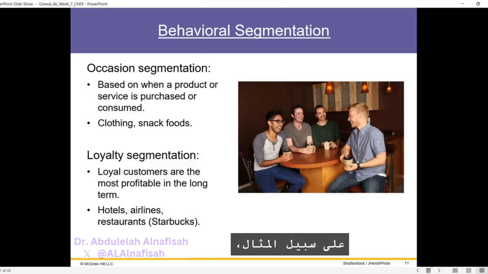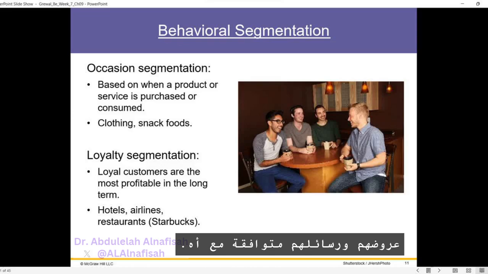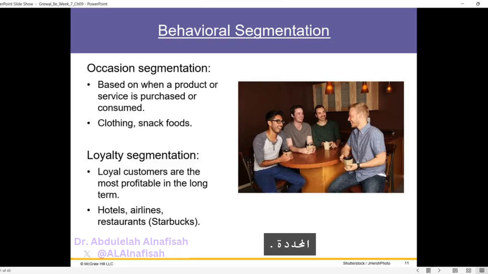For example, formal attire for work may differ from casual attire for social outings. By understanding the specific occasions in which customers use a product, marketers can tailor their offerings and messaging to align with those specific needs and contexts.